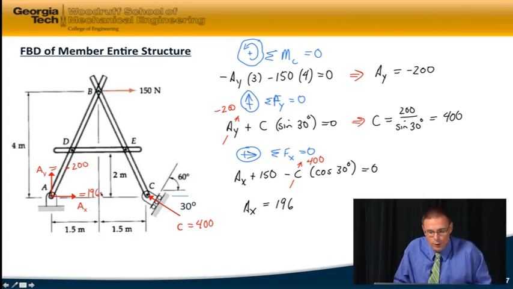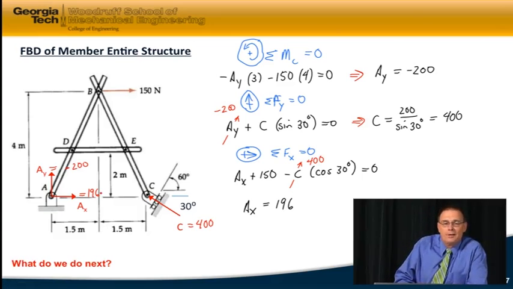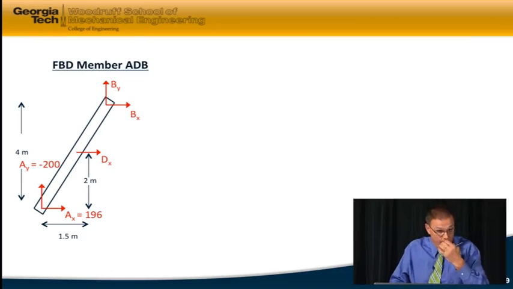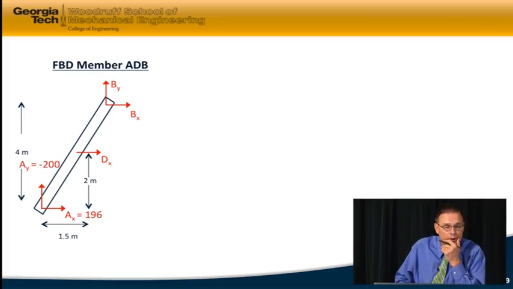Okay, so we've solved for those reactions. What do you do next? Take some time, figure it out, and then come on back. Okay, what you should have figured out that you do next is to go back to member ABD where we had 5 unknowns. We've now solved for 2 of those unknowns. And so we'll apply the equations of equilibrium and solve the last 3 unknowns.